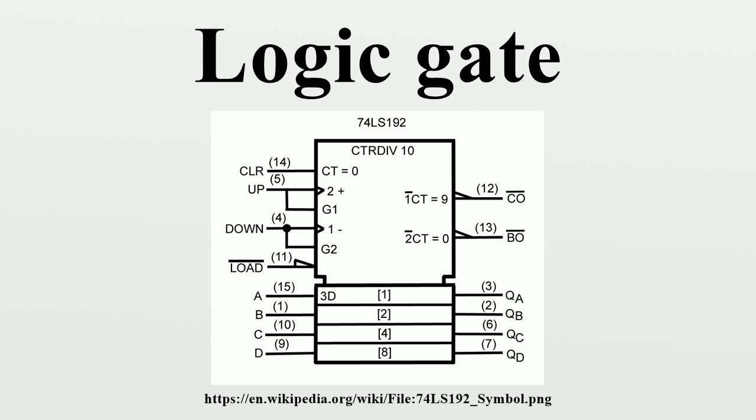Symbols. There are two sets of symbols for elementary logic gates in common use, both defined in ANSI/IEEE Std 91-1984 and its supplement ANSI/IEEE Std 91a-1991.